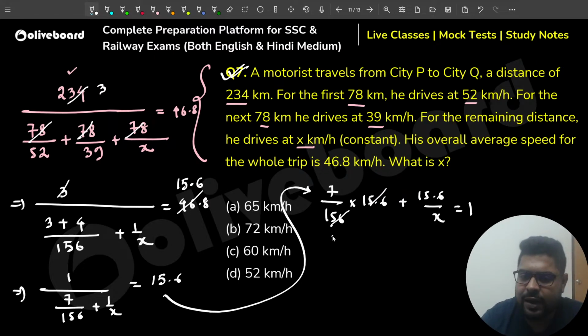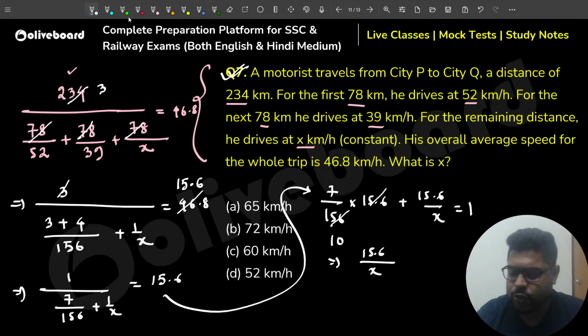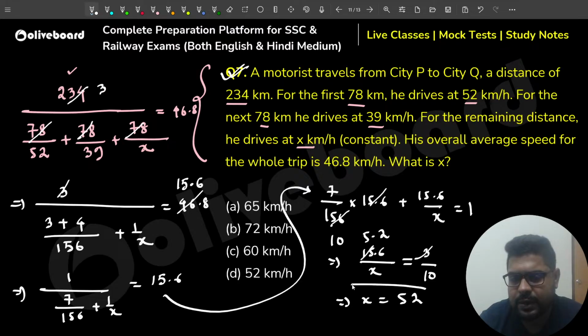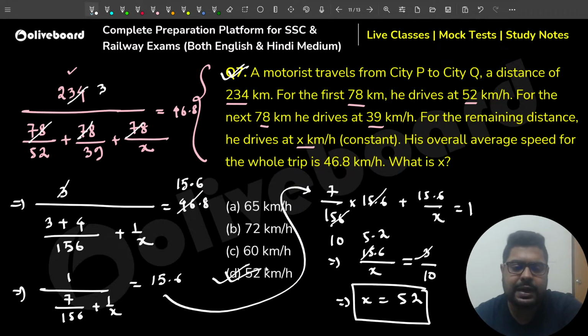So if you calculate this, this is 7 by 10. So 15.6 by x should be equal to 1 minus 7 by 10, which is 3 by 10. So x becomes, 3 5s are 15 point... so 52, sir. That is your correct answer, option number D.